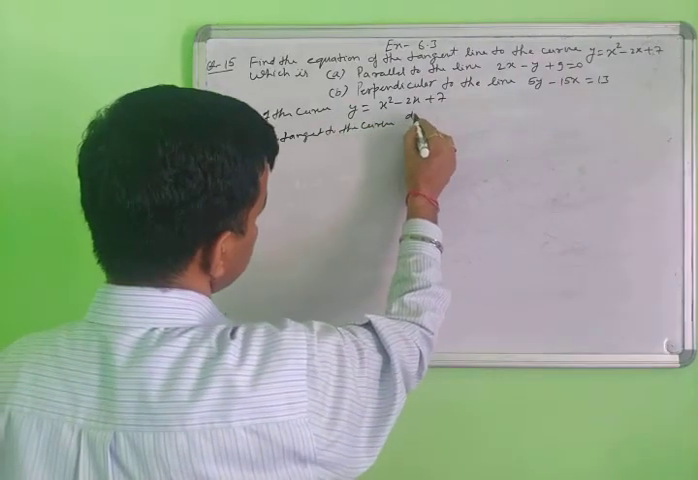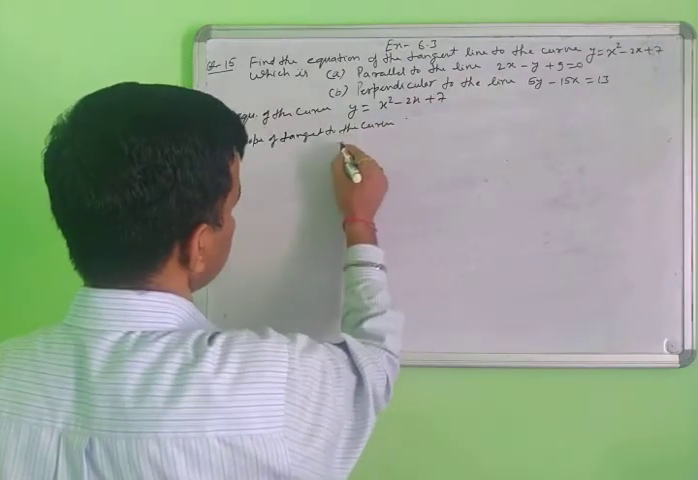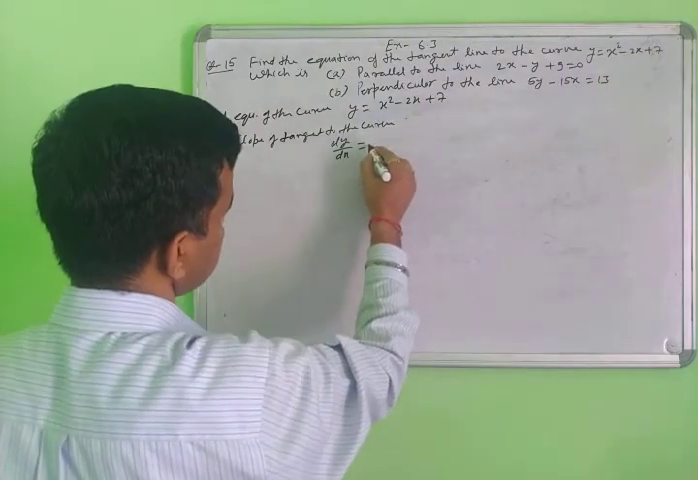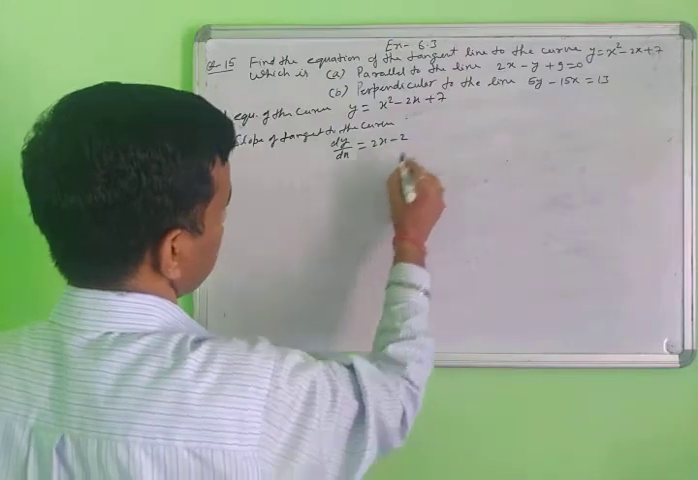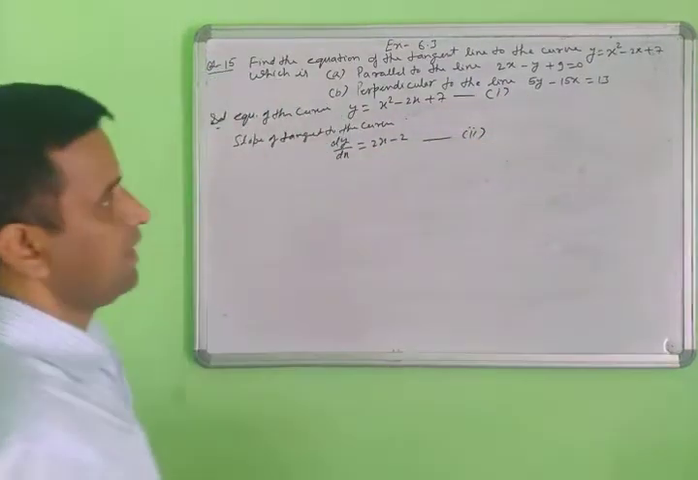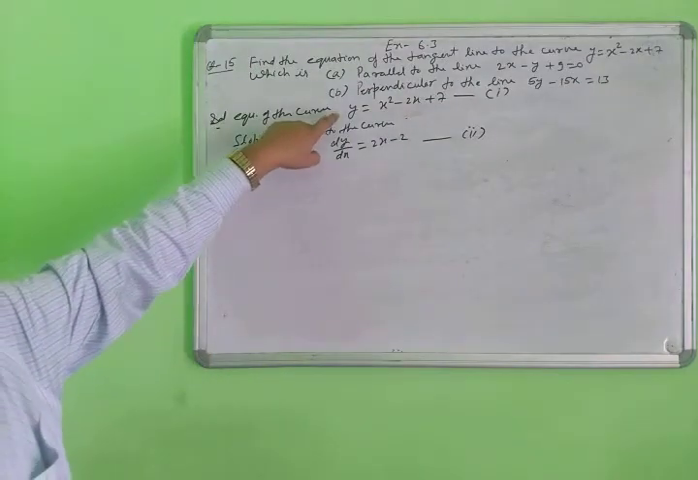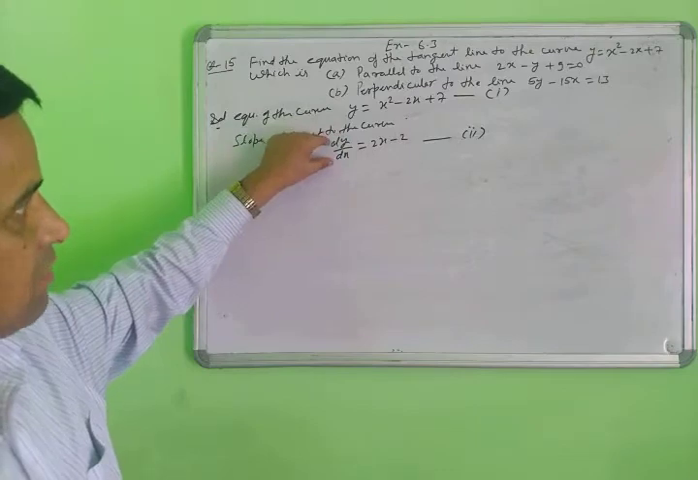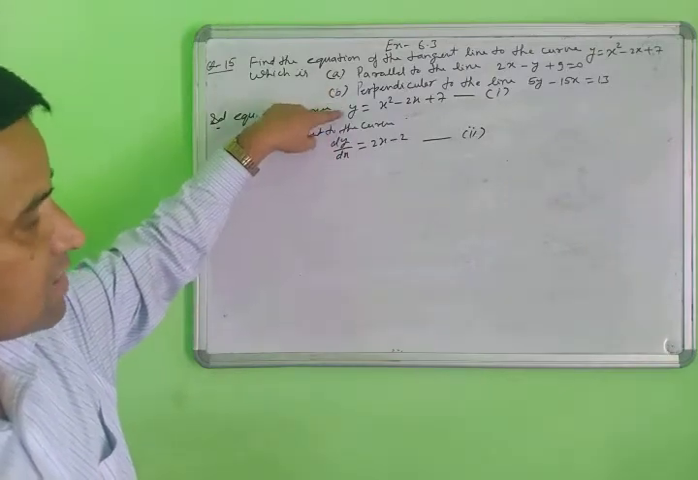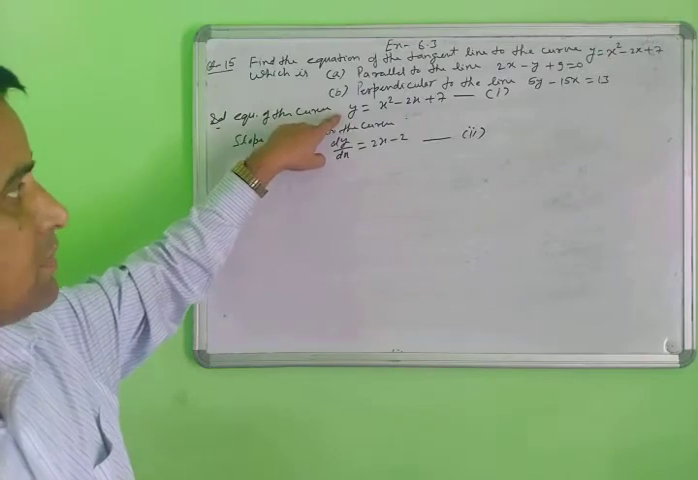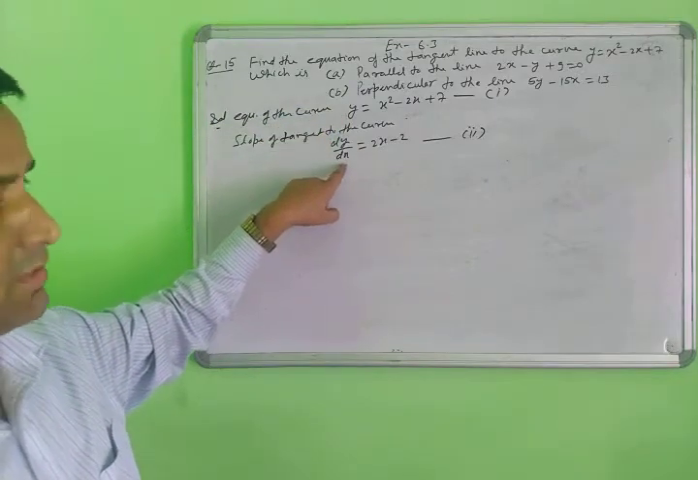What is the slope of the tangent? dy over dx. dy over dx equals, differentiating here, 2x minus 2. This is equation first and this is equation second. Understand this: if you differentiate the equation of the curve, you find the slope of the tangent to the curve, means dy over dx of this.